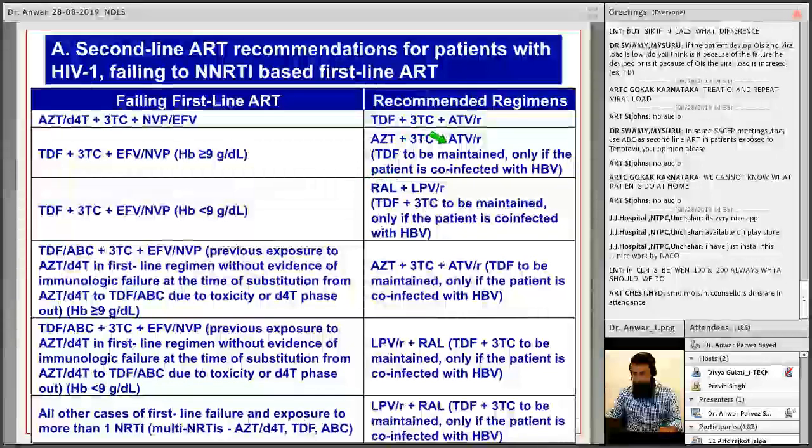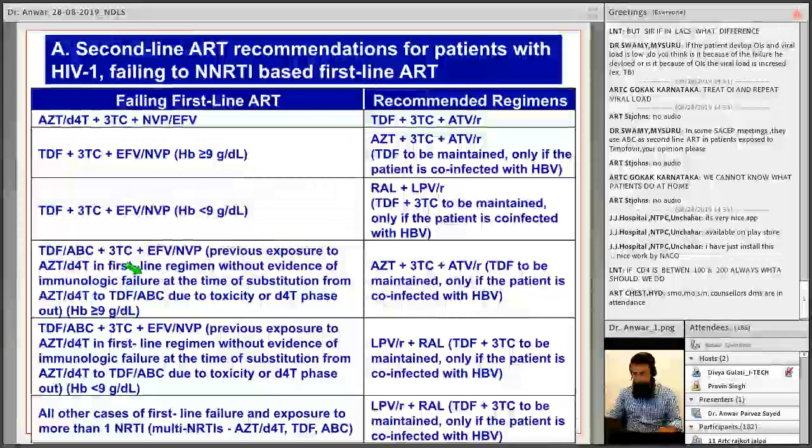But when you are using raltegravir, you may not be able to use atazanavir, ritonavir, because there is not much experience with this. That is why, while you give raltegravir, you use lopinavir, ritonavir in that scenario. If your patient is co-infected with hepatitis B, then even when tenofovir is resistant, you still may continue to use tenofovir in that patient, not for HIV but for hepatitis B.